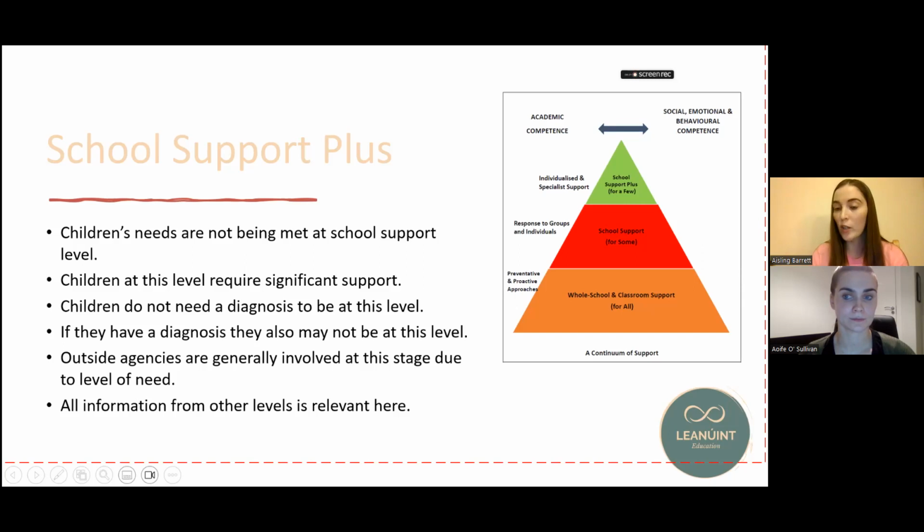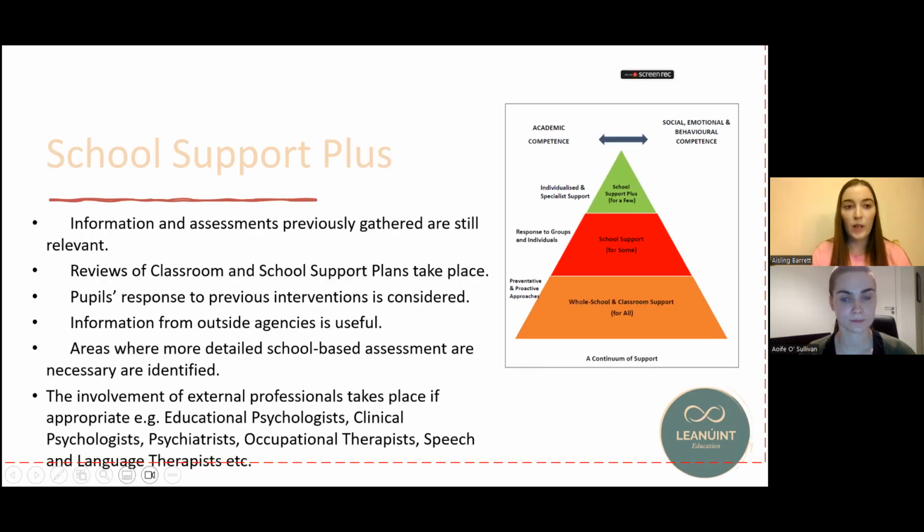And all information that you've previously gathered, previous assessments that have been carried out at school support or classroom support level, again, are relevant here. So reviews of the classroom support or school support plans take place, and their response to previous interventions is considered. And school-based assessments are carried out, and they're more intensive in nature.